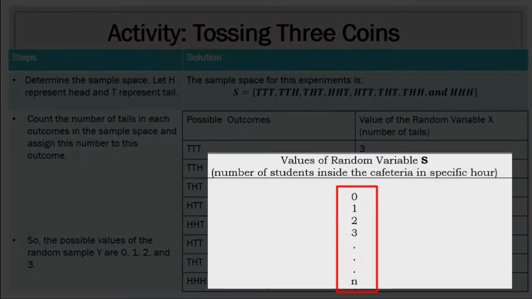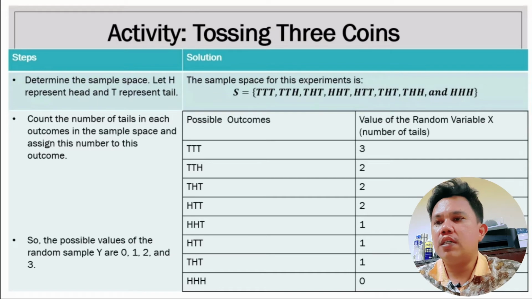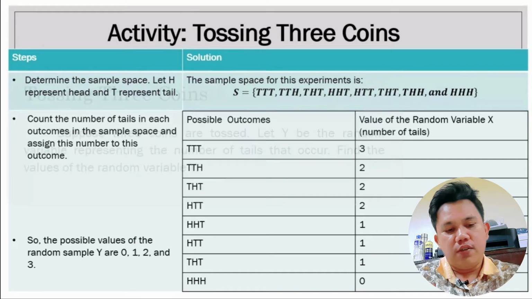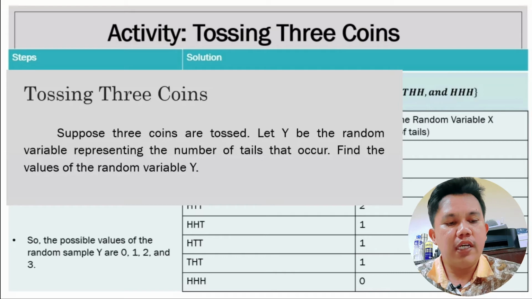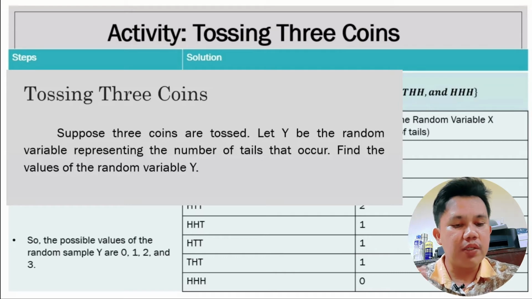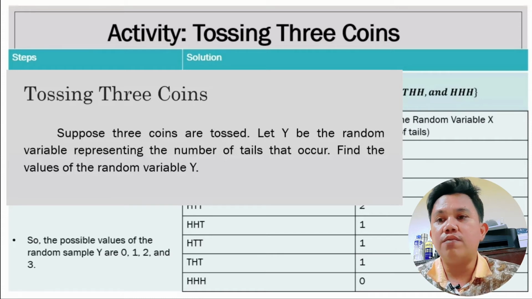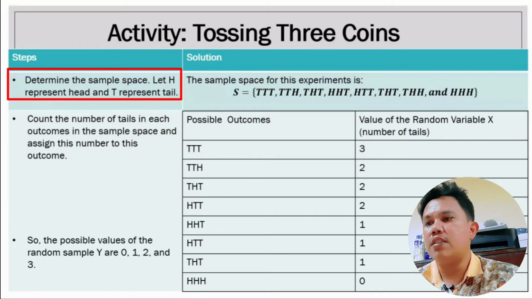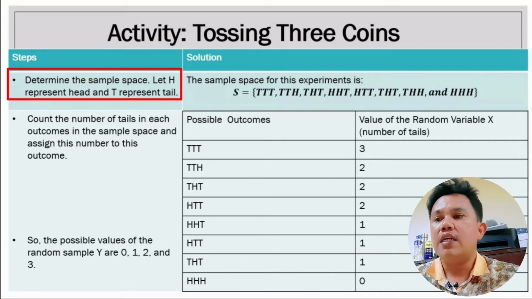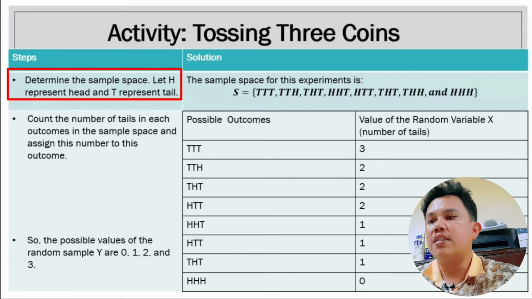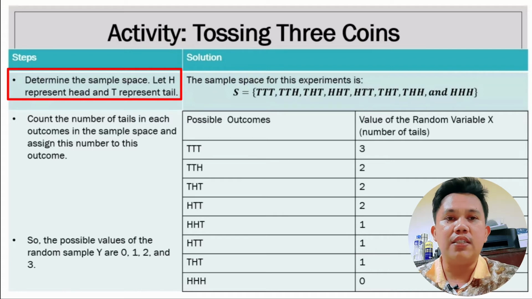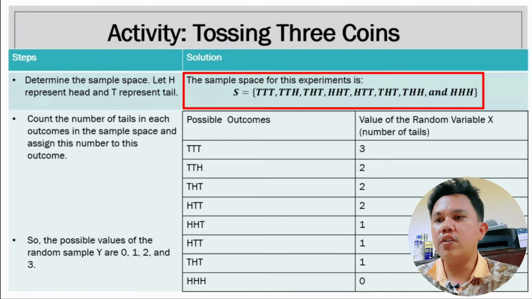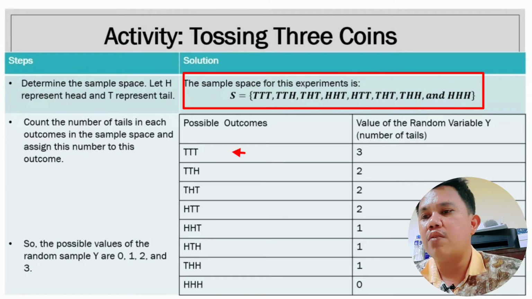Okay, so here we have an activity. Ang title nito is tossing 3 coins. Suppose 3 coins are tossed. Let Y be the random variable representing the number of tails that occur. Find the values of the random variable. Okay, so yun yung gagawin natin ngayon. The first step is determine the sample space and let H represent the head and T represent the tail. Okay, so malinaw yun, no? So solution, the sample space for this experiment is, dito sa first possible outcome natin, we have 3 tails.